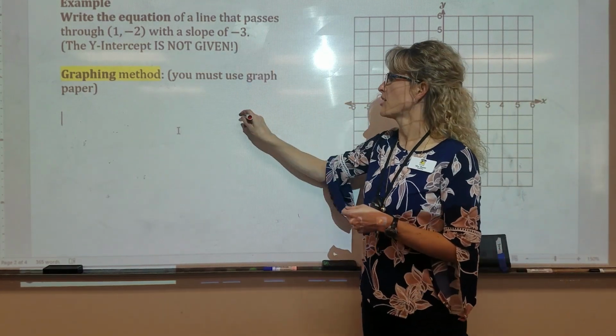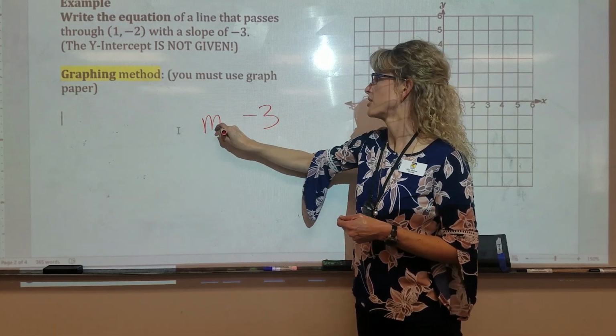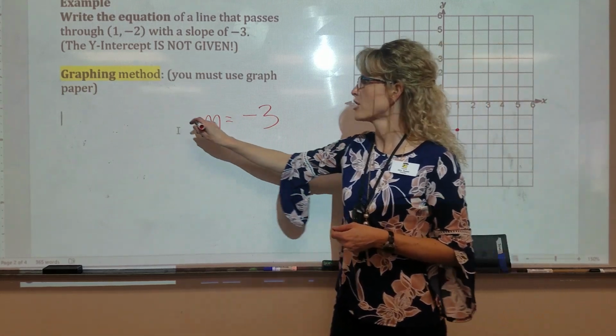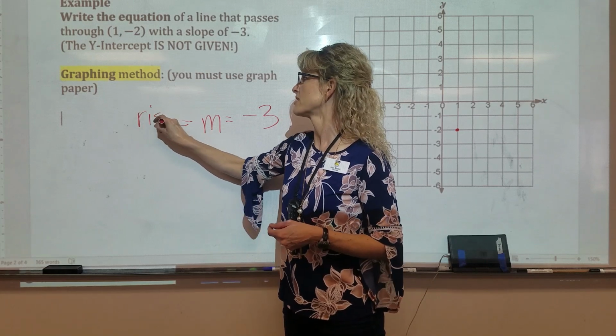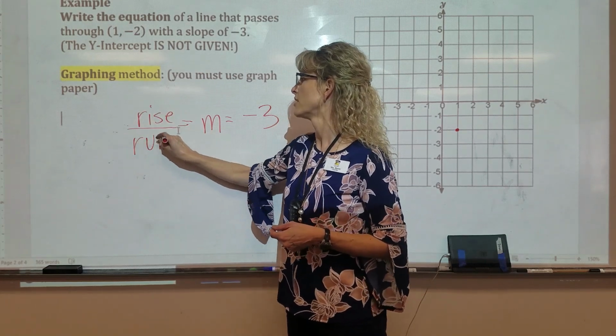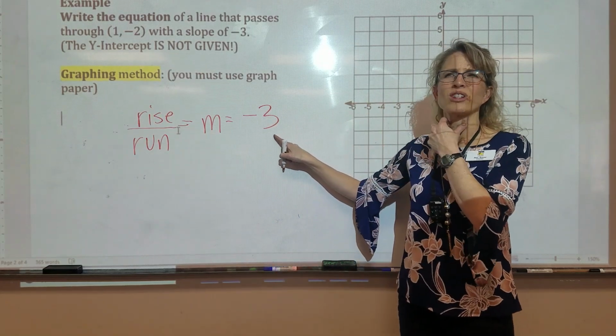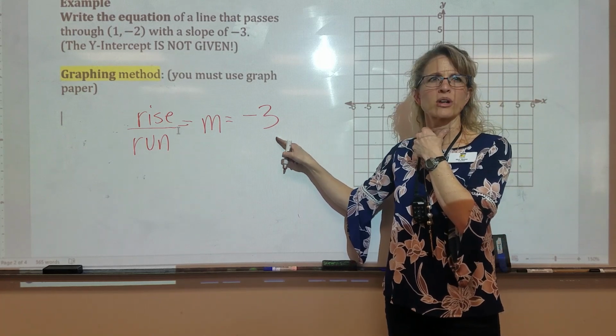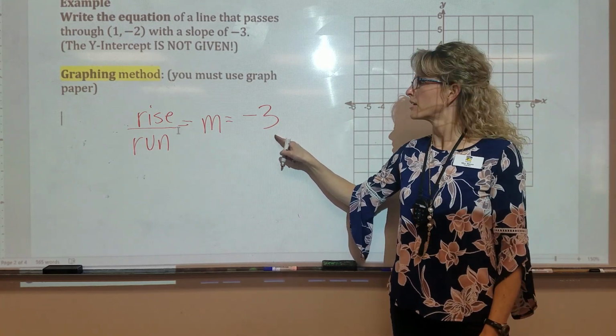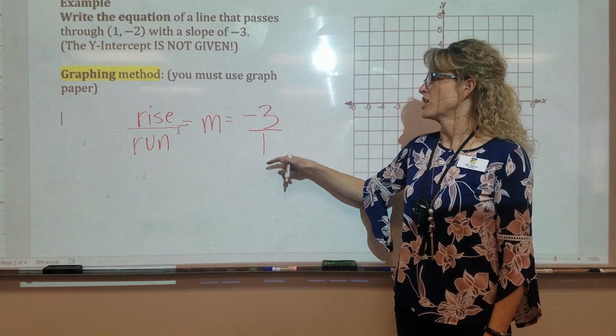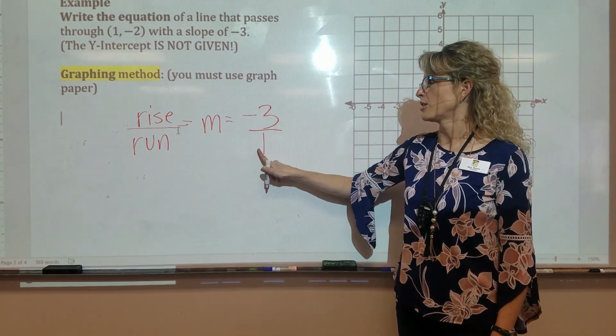Slope is -3. Uh-oh. My slope is -3. Oh, I thought slope was rise over run. I needed a fraction. What do I do? Because I need a numerator and a denominator. What can I do, Liesel? You add a 1 on the bottom. Put a 1 on the bottom. So now I have a -3 rise and a 1 run.